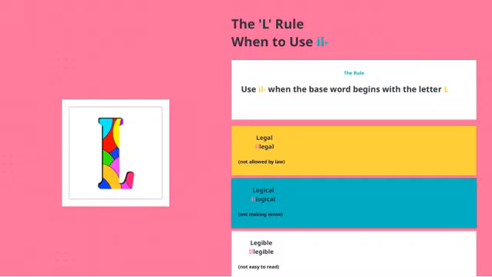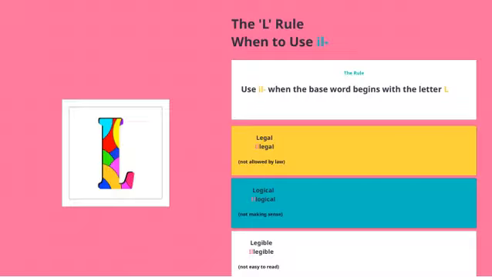Now let's talk about the L rule. This rule helps us understand when to use the prefix il with certain words. The key point here is that we use il specifically when the base word begins with the letter L, for example. Take the word legal. When we add il, it becomes illegal, meaning not allowed by law. Similarly, logical becomes illogical, which means not making sense. Another example is legible, which means easy to read. When we add il, it turns into illegible, meaning not easy to read.